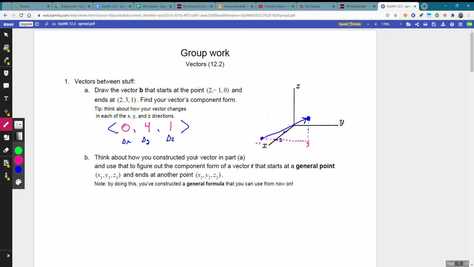All right, second part asks us to think about how we constructed this specific vector to get a general formula of the vector r that stretches from the first point, here are its general coordinates, to the second point. And so again, this vector is going to have 3 components, and we just need to figure out the change in x, change in y, change in z.